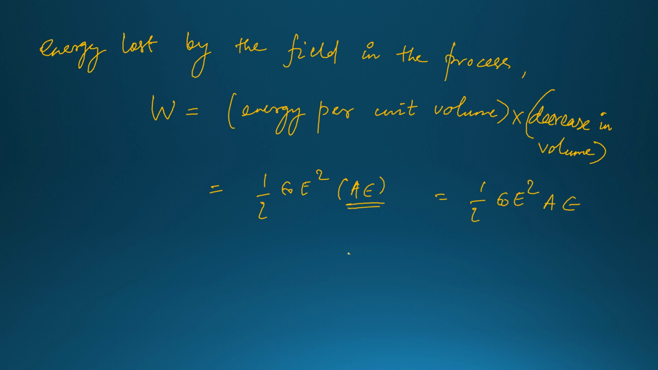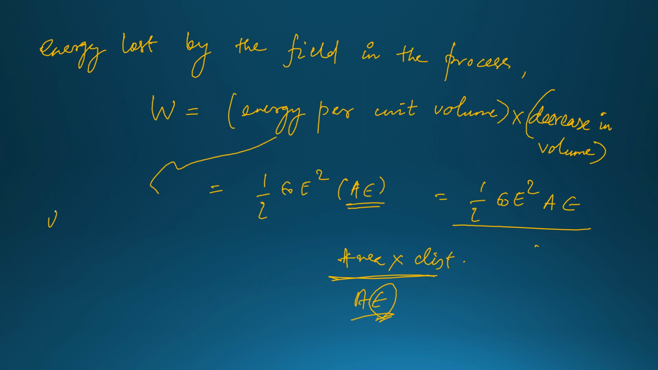Volume means simply area into distance, whether it decreases or increases. So area into distance is given as A epsilon. Yeah, this is the answer. Energy per unit volume is called energy density, which has the formula half epsilon naught E square.